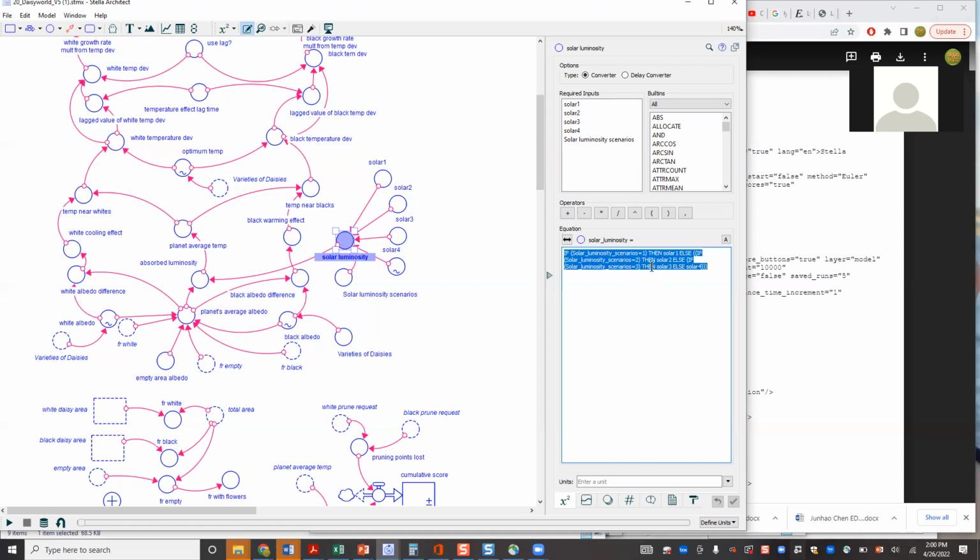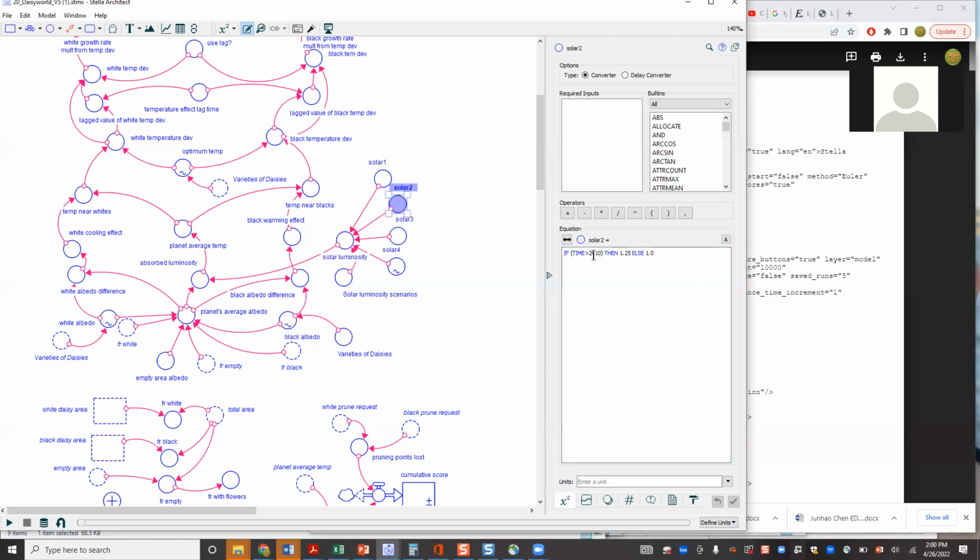If solar luminosity scenario equals 1, then solar 1. Else if solar luminosity scenario equals 2, then solar 2. Else solar 3. So it's basically just saying this is a scenario number here, and it will choose different solar luminosities. That's just the baseline case, a solar luminosity of 1. That's a solar luminosity that, check out this if statement.